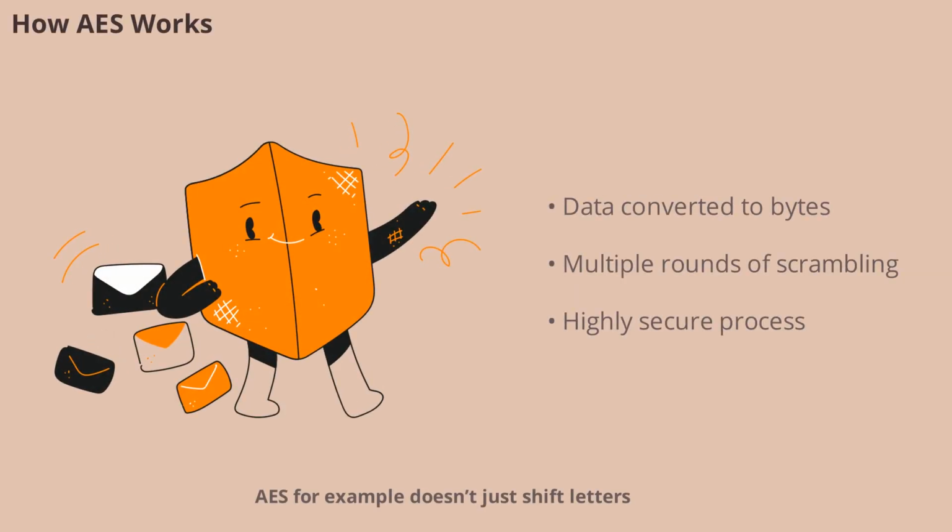AES, for example, doesn't just shift letters. It first converts the data into bytes, then performs multiple rounds of scrambling, shuffling, mixing, and combining the data with the secret key. Each round makes the data look more random and harder to crack. Only someone with the correct key can reverse these steps and recover the original message. This layered approach is what makes AES so secure.